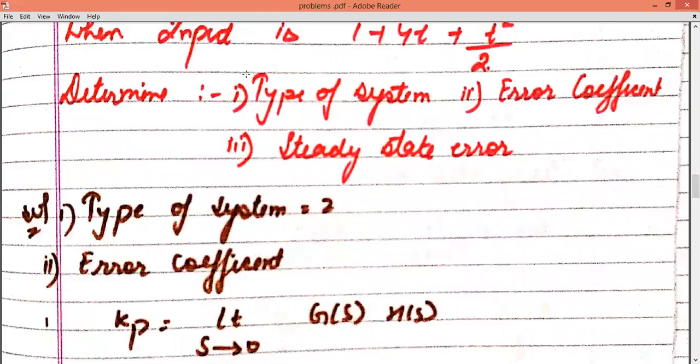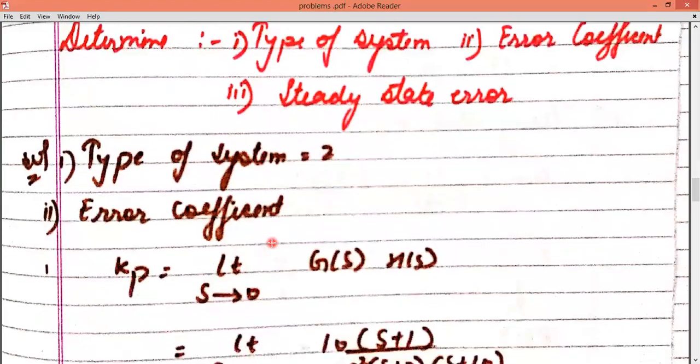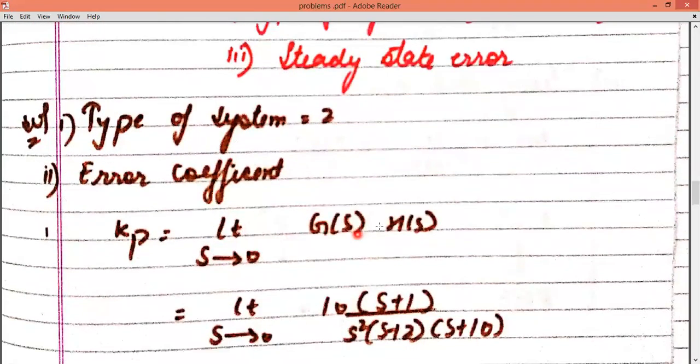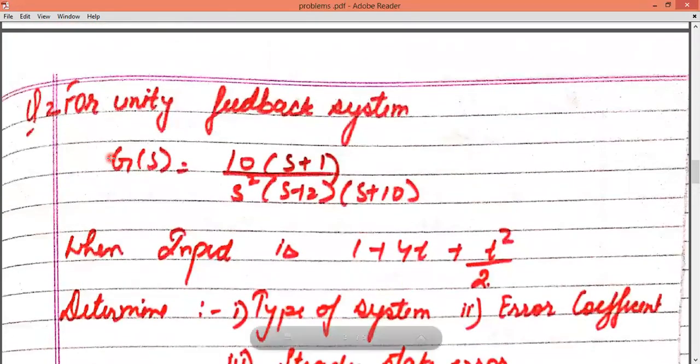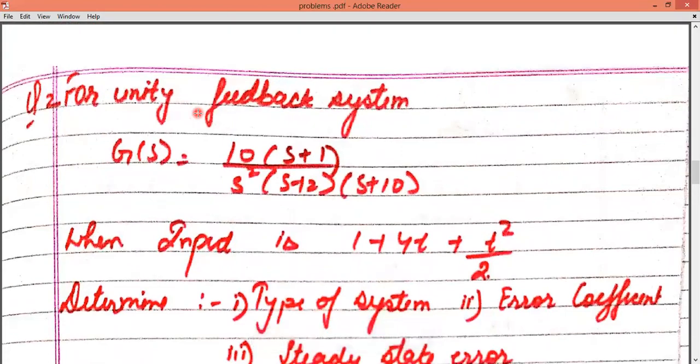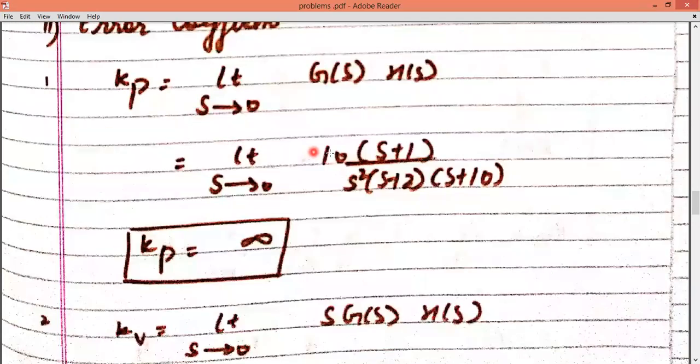Now the second part is the error coefficient. For that we will find Kp, Kv and Ka. First Kp. I've just told you how we write Kp. We need to put the value of G of S into H of S. The value of H of S is not given, but it is mentioned that it is a unity feedback, so we are taking H of S as 1. After applying the limit to this portion, we get Kp equals infinite.